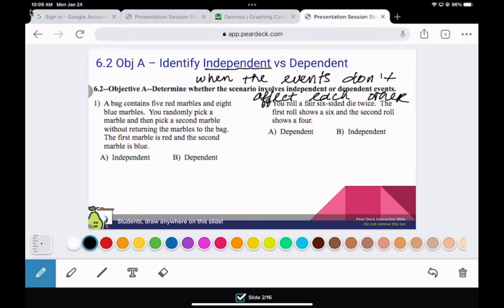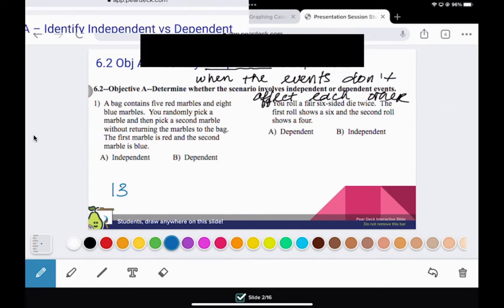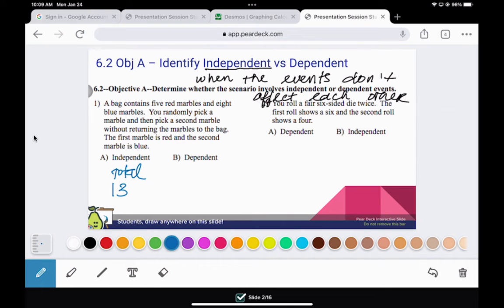That's what it's saying. So in here, if we look, in a bag we have 5 red marbles and 8 blues. So 5 and 8, we put in the bag. Then you choose a marble, and then you pick another one without returning the marble to the bag. That means you took out one, you kept it, you don't put it back. So think about the total. You have 5 and 8, so you have 13 to begin with. That's your first total.